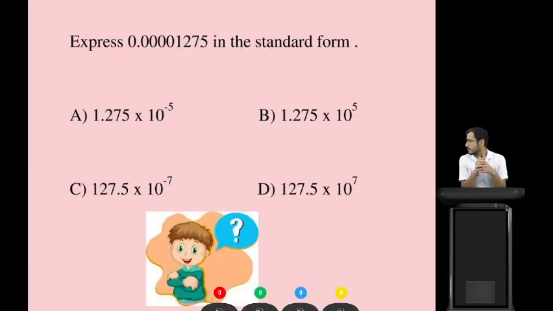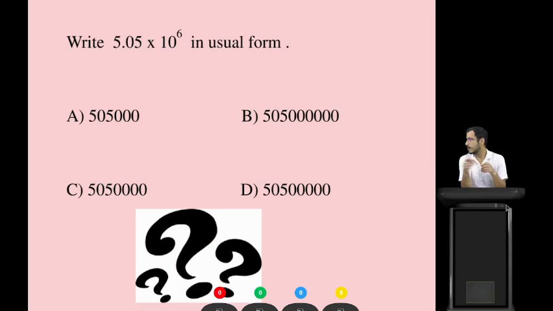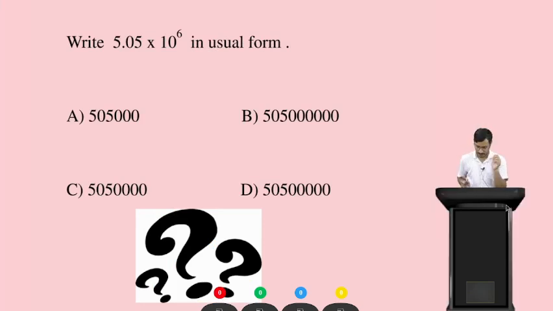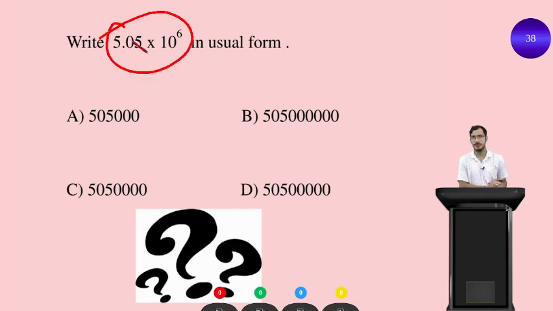I have a question for you, students. Write 5.05 into 10 to the power 6 in usual form. I am giving you 30 seconds. Usual form means normal form. You can see the scientific notation here, so convert this number into usual form. Which option is correct: option A, option B, option C, or option D?